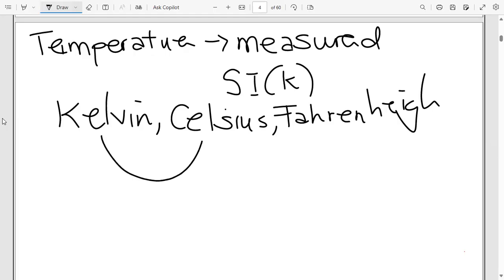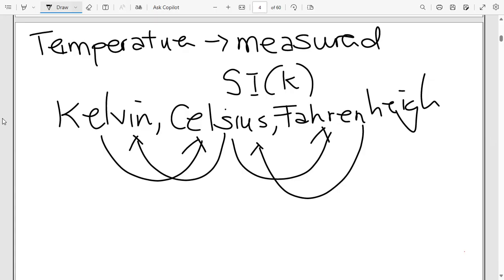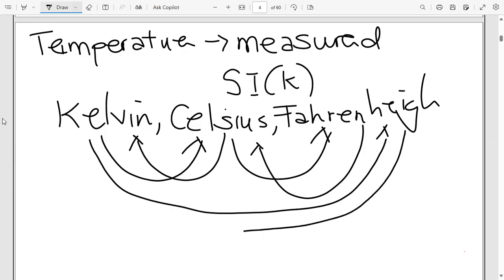We can convert from Kelvin to Celsius, from Celsius to Fahrenheit, from Fahrenheit to Celsius, and from Celsius to Kelvin. We can also convert directly from Kelvin to Fahrenheit, and from Fahrenheit to Kelvin. And how do we actually do that? There are formulas that we're supposed to know that can help us convert from one temperature scale to another.